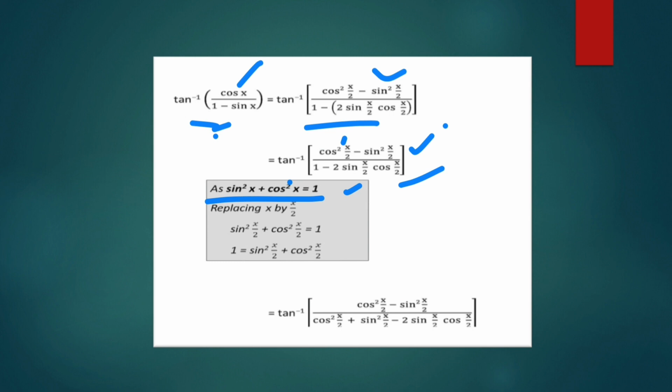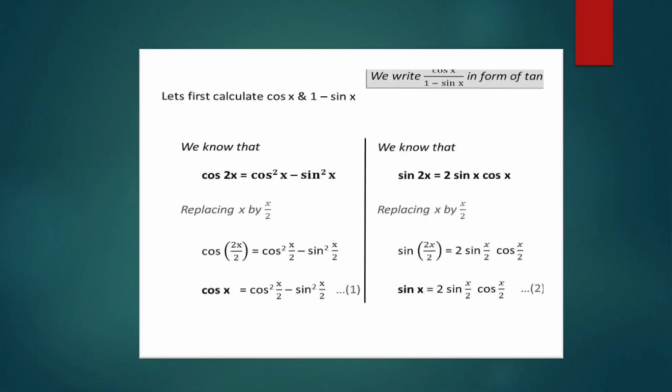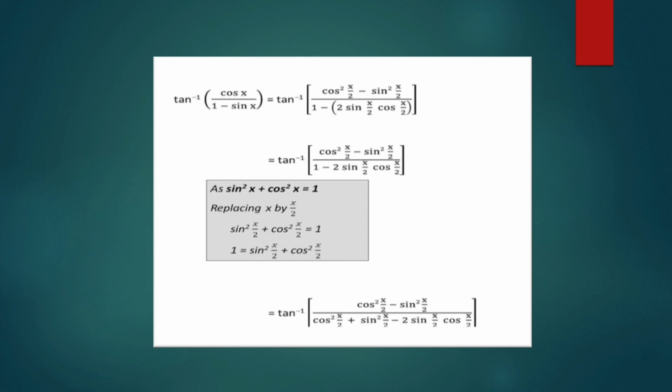But we want the values in x by 2, so we are replacing x by x by 2. Sin square x by 2 plus cos square x by 2 is 1. So what will we write instead of 1? Sin square x by 2 plus cos square x by 2. So tan inverse of cos square x by 2 minus sin square x by 2, and instead of 1 we wrote cos square x by 2 plus sin square x by 2 minus 2 sin x by 2 cos x by 2.